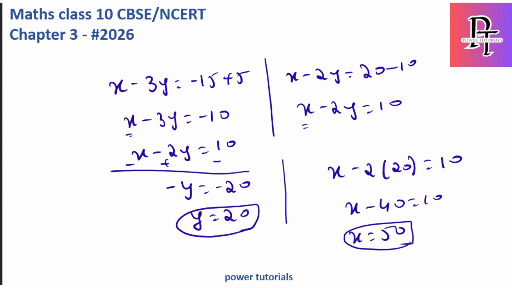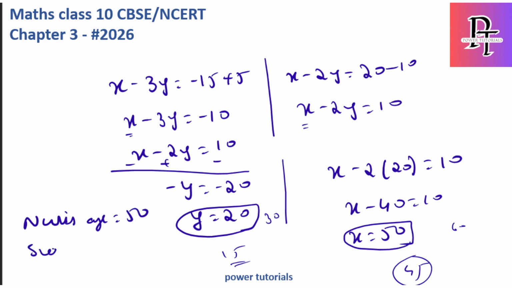We'll cross check. 5 years ago, so subtract 5, it becomes 15 and 45. 45 is 3 times of 15, correct? 10 years later, so in future 30 and 60, it is twice of that. Hence the answers are correct. So Noori's age is equal to 50, current age, and Sonu's current age is 20 years. Make sure to write years as well.